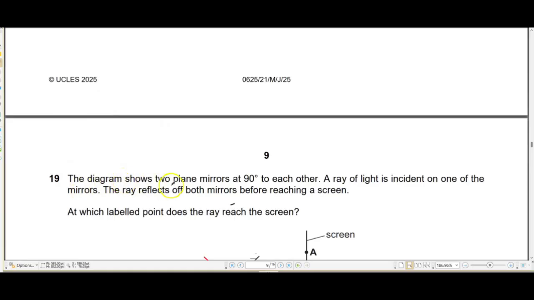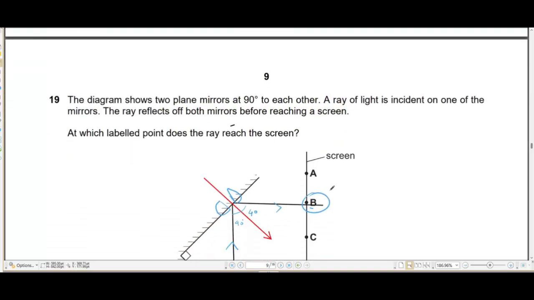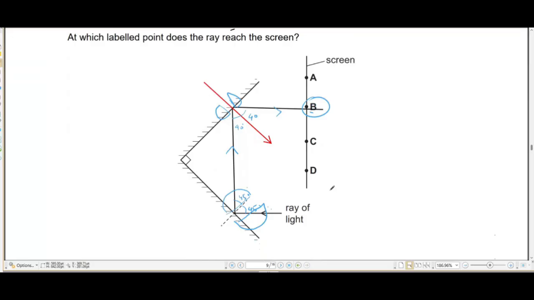19. The diagram shows two plane mirrors at 90 degrees to each other. A ray of light is incident on one of the mirrors. The ray reflects off both mirrors before reaching a screen. At which labeled point does the ray reach the screen? Okay, now I've already solved this question for you. I've marked all the lines. So you see that I don't have a protractor in this software at the moment.